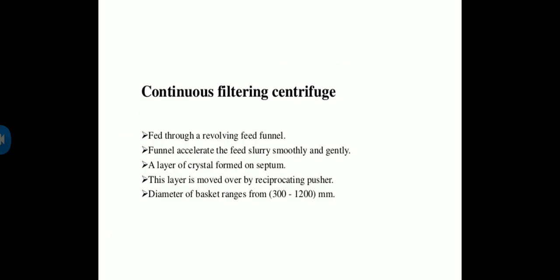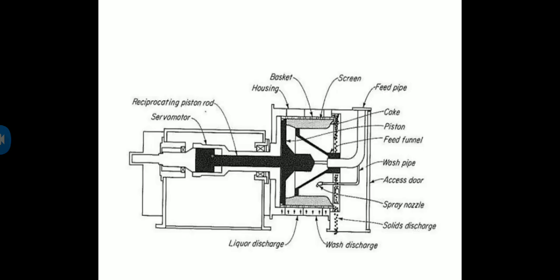The next one is the continuous filtering centrifuge. Feed goes through a revolving feed funnel. The funnel accelerates the feed slurry smoothly and gently. A layer of crystals is formed on the septum. This layer is moved over by a reciprocating pusher, and the diameter of the basket ranges from 300 to 1200 mm. Now it is a diagram.